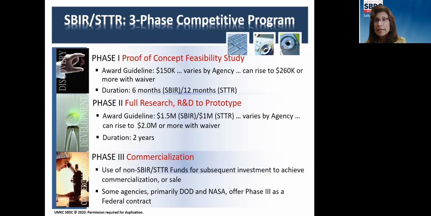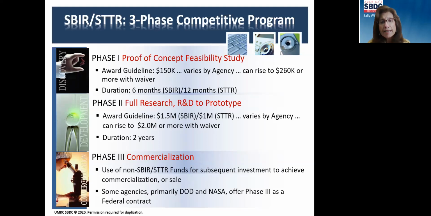Then phase 3 is what we call commercialization. Now, the idea is that you would use non-SBIR, STTR funds and get subsequent investment to actually commercialize your idea and begin selling it. But the great thing is that many agencies, especially the Department of Defense and NASA, offer federal contracts in phase 3. And if they do, that is stated up front in the solicitation. So you will know that that is a potential.